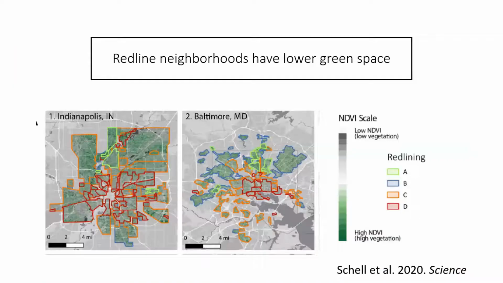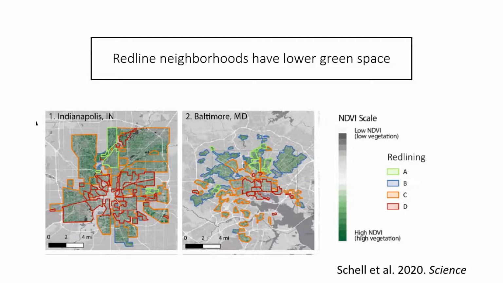And so just to look at this on some maps, for example, redlined neighborhoods have lower green space. So here we're looking at Indianapolis and Baltimore, and we're looking at the NDVI. This is a vegetation index, and if you're not familiar with it, just think of it like this: high means there's more vegetative cover, and low means less vegetative cover. And so the gray areas are low vegetation, and the green are high vegetation.